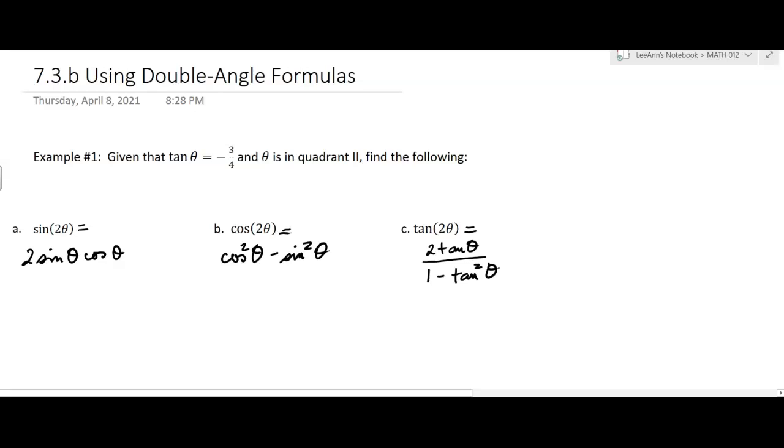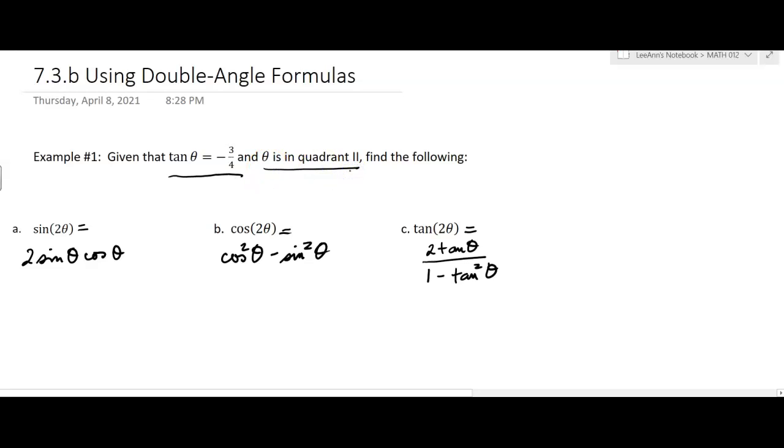I'm going to double check on that minus sign, but I'm pretty sure it's minus. Yeah. Okay. So those are just the formulas that we talked about. They're in your book in a chart as well. Okay, now we're going to look at the example one here. Given that, and they tell us the tangent of theta, they also tell us that theta is in quadrant 2.